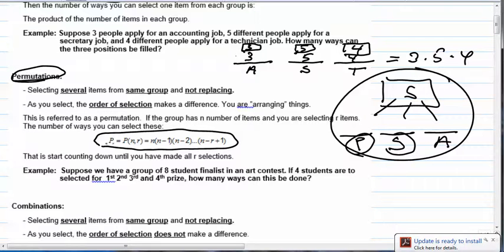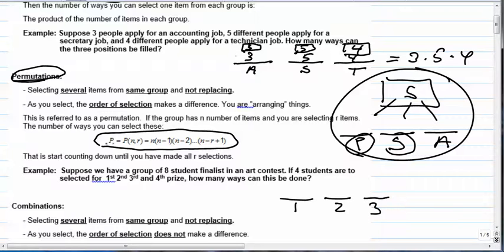All right, we have a group of 8 students in an art contest. 4 students are going to be selected for first, second, third, and fourth prize. And we want to know how many ways we can do this. Well, if you think about it, I'm going to have to pick somebody to be first. I'm going to have to pick somebody to be second, another person third, and then fourth. And when I pick them, they're going to come from the same group, the group of 8 students.